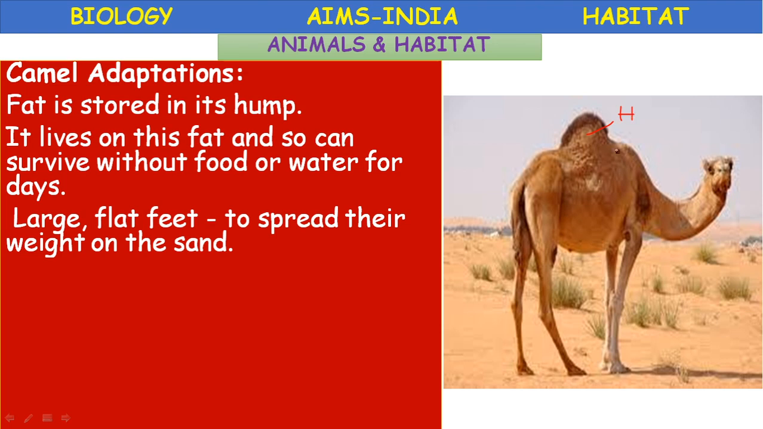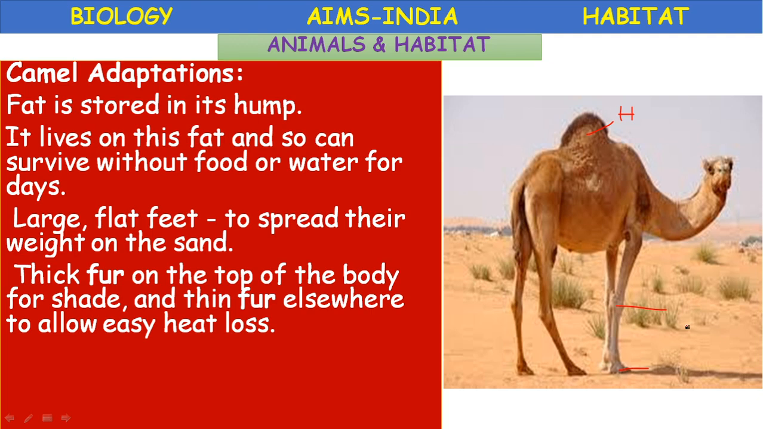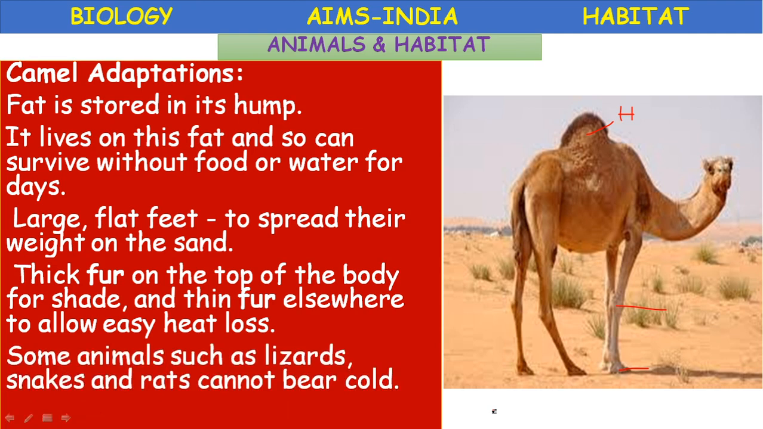Large flat feet, strong knees, pad-like, to spread their weight on the sand. Thick fur on the top of the body for shade and thin fur elsewhere to allow easy heat loss. Thick fur for shade and thin fur allows easy heat loss from the body. It doesn't sweat because water loss can be prevented, no sweat pores. Some animals such as lizards, snakes and kangaroo rats cannot bear cold.